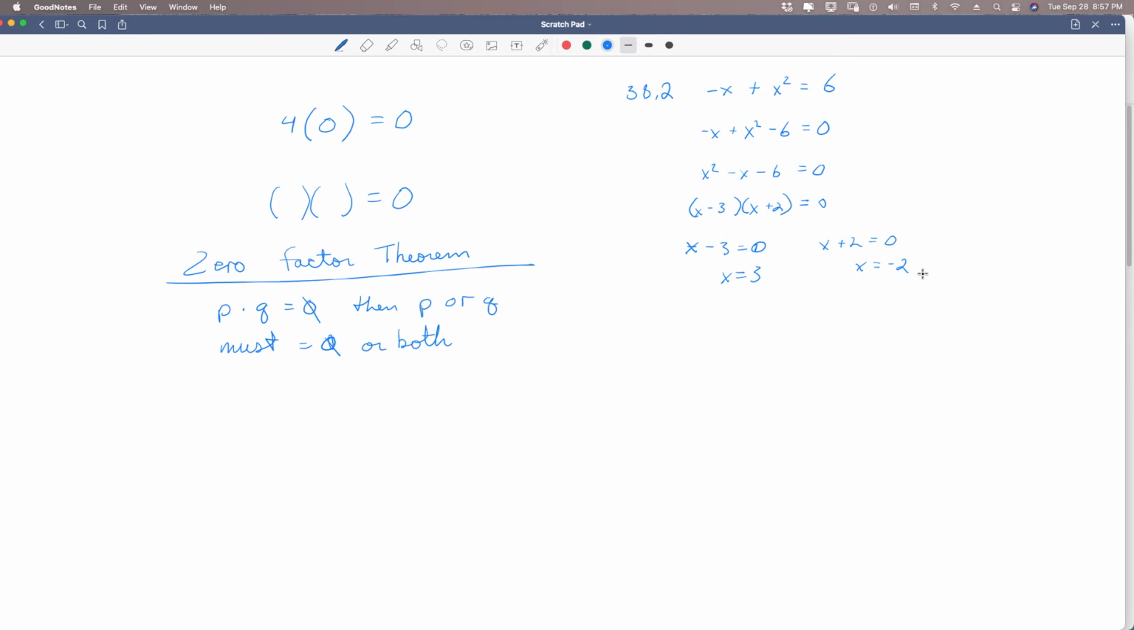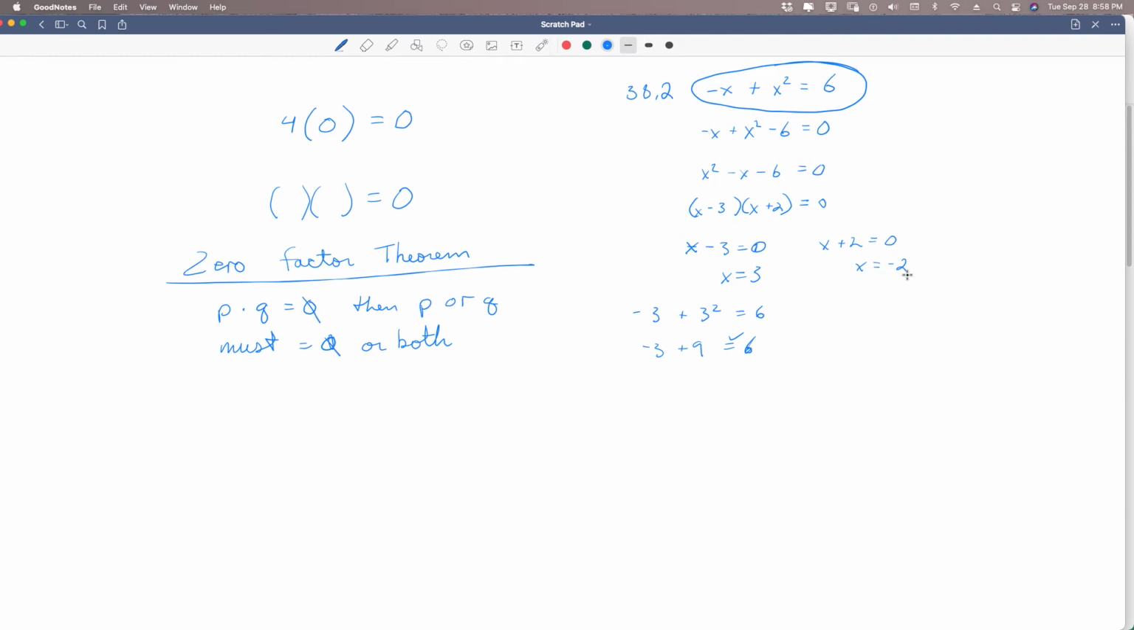So first, we try x equals 3. We use our original equation, and we see if we can solve for it. So let's put in negative 3 plus 3 squared equals 6. So negative 3 plus 9, and that does equal 6. So that is correct.